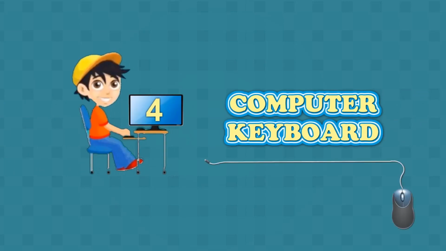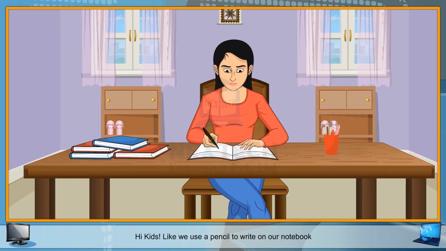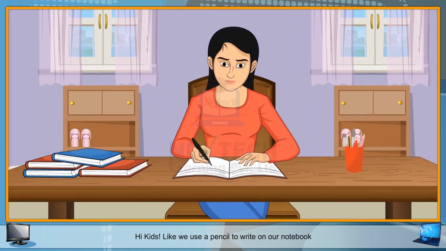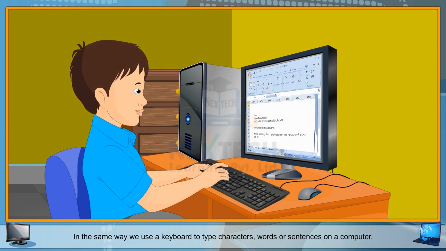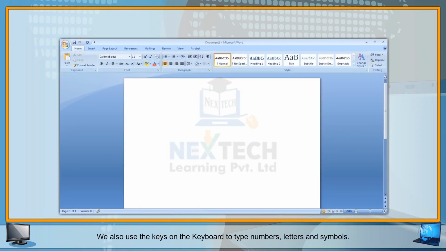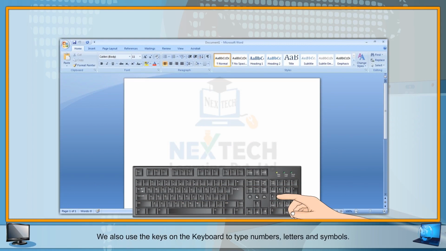Computer keyboard. Hi kids! Like we use a pencil to write on our notebook and teacher uses chalk or marker for writing on the board while teaching you in the class. In the same way, we use a keyboard to type characters, words or sentences on a computer. We also use the keys on the keyboard to type numbers, letters and symbols.